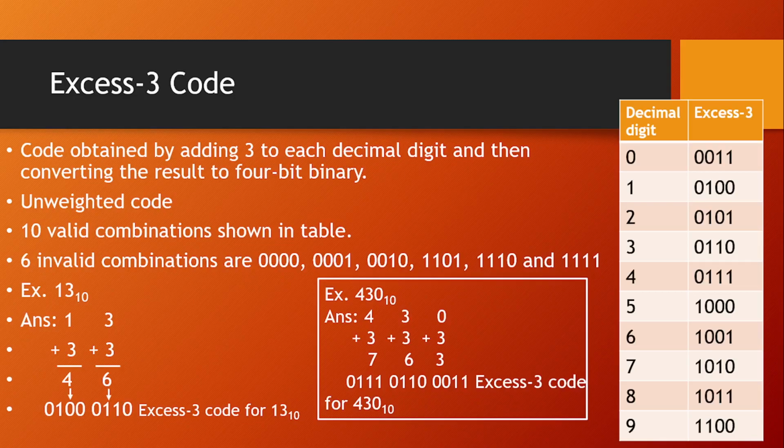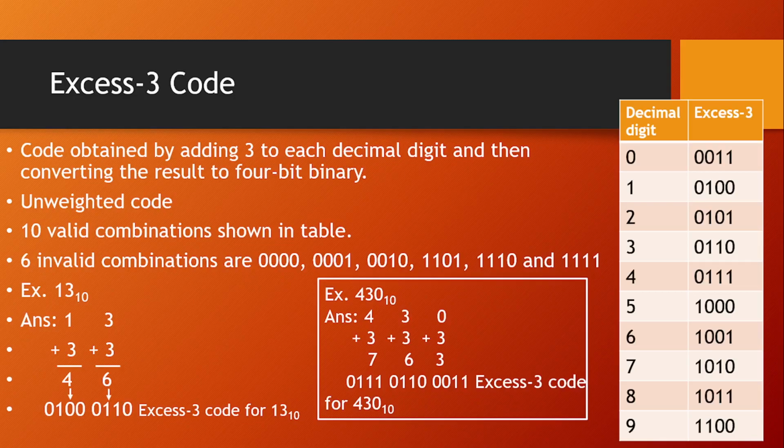Simple, isn't it? Now let us take a 3-digit decimal number, 430. Again add 3 to each digit individually. So 0 plus 3 is equal to 3, 3 plus 3 equal to 6, 4 plus 3 equal to 7, and write down the equivalent 4-bit binary of each. So the 4-bit binary equivalent of 3 is 0011, then 6 is 0110, and then 7 is 0111. So in this way, the XS3 code for 430 is 0111, 0110, 0011.